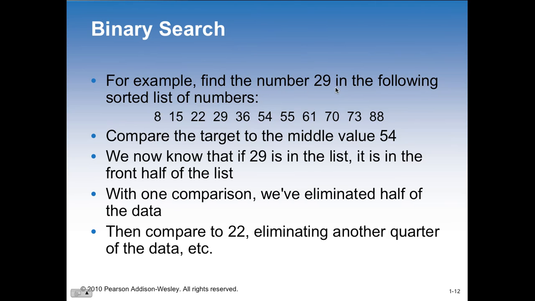So for example, if you find number 29 in the following list of sorted numbers, actually number 29 is right there, but we're not going to start there. We're going to go 1, 2, 3, 4, 5, 6, 7, 8, 9, 10, 11. And so we'll be around 5 or 6 depending upon where we're going to start, and then we're going to go this way eventually. So you compare the target to the middle value, which is 54, and we know that 29 is in the front half of the list now, because if this is sorted in numeric order, then these numbers are always going to be higher than 54.